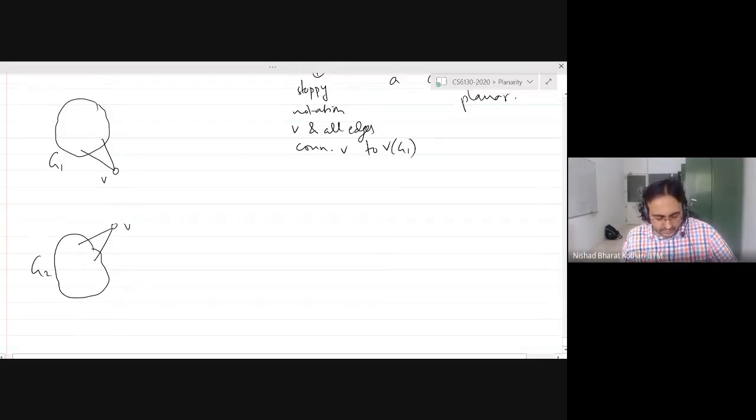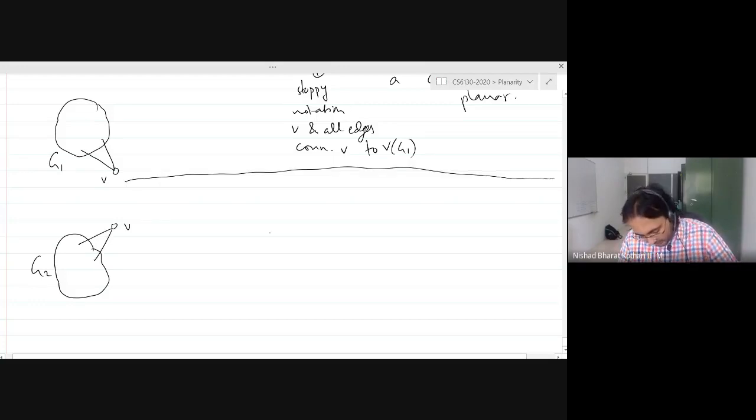I claim that using these two, you can combine these two embeddings to get the whole G1, G2, and V as a planar embedding. Why is that the case? Let's take a quick example. I think an example is going to be more helpful to then understand what is the more general thing going on.